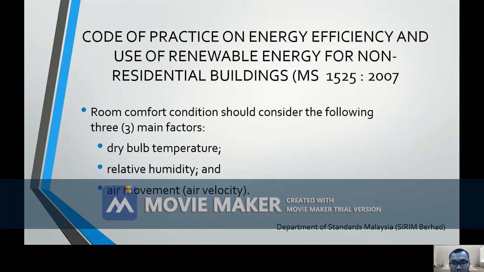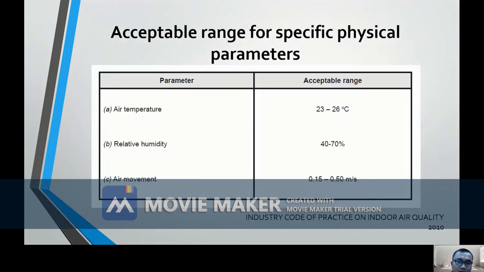By referring to the code of practice on energy efficiency and use of renewable energy for non-residential buildings, or MS 1525:2007, published by SIRIM, room comfort conditions should consider the following three main factors: the value of the dry bulb temperature, the value of the relative humidity, and the condition of air movement or air velocity. By referring to the Industry Code of Practice on Indoor Air Quality 2010, the acceptable range for air temperature is 23 to 26 degrees Celsius. For relative humidity, the acceptable range is 40 to 70%. For air movement, the acceptable range is 0.15 to 0.5 meters per second.